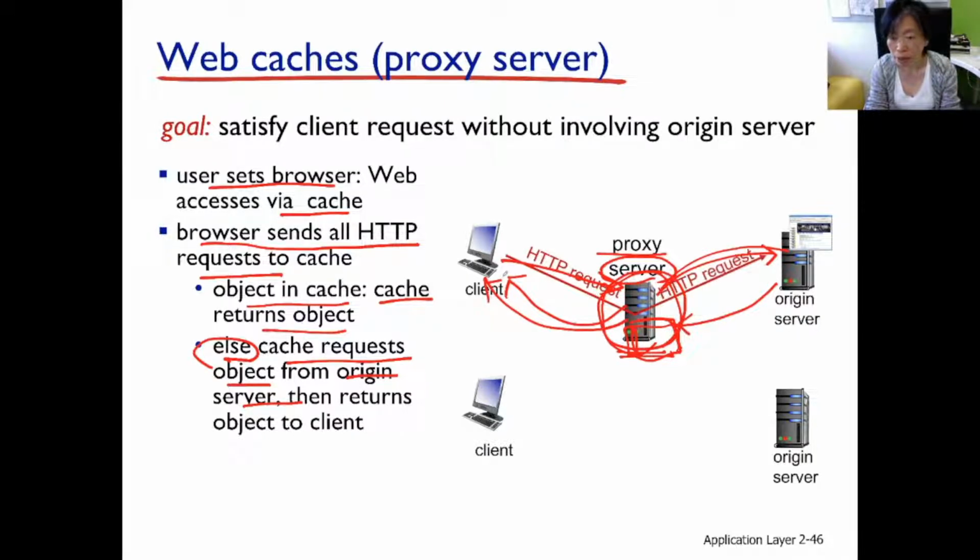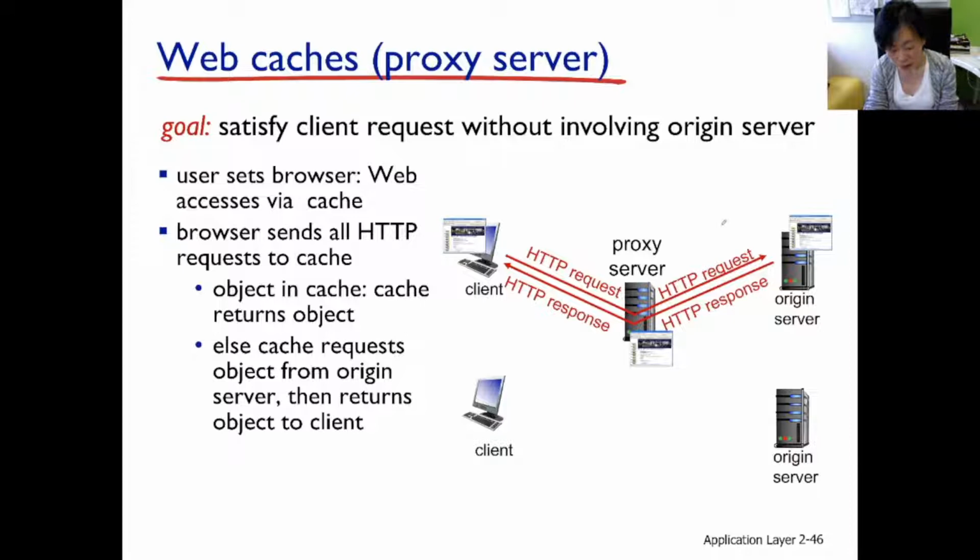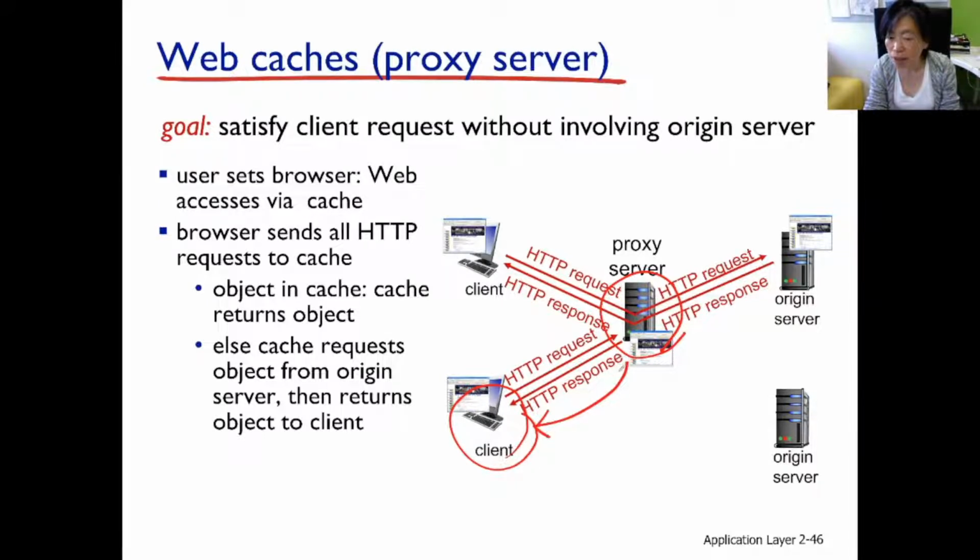So let me illustrate. If the object is not here, the request goes to the original server, the response comes back, the cache stores a copy, and then forwards it back to the client. And what's nice about this is, look at this client down below. If the client is requesting the same object, it's a hit here at the cache. The cache sends back the object directly without going through this segment of the internet.